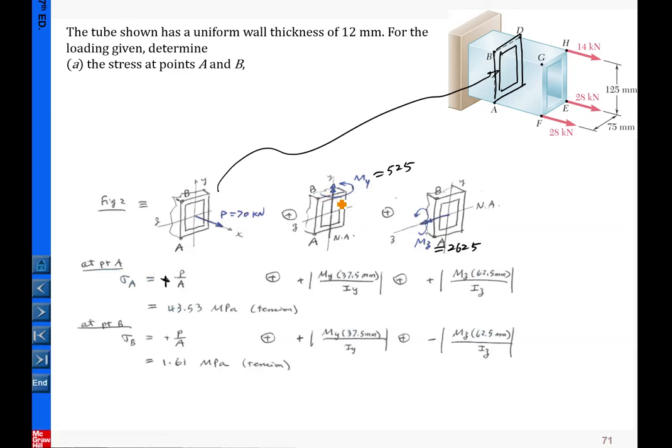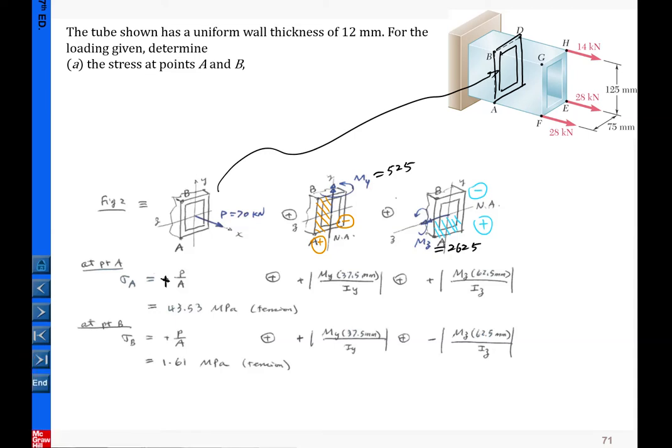For this case, the bending MY is about this. So right away, you should know the right-hand side here should be in tension, and the left-hand side is in compression. In a similar way for bending in MZ, we also have this one: the lower portion is in tension, the upper portion is in compression here. So that is the first step, we define the attribute.